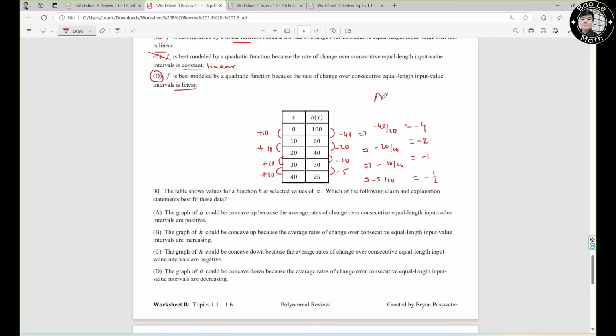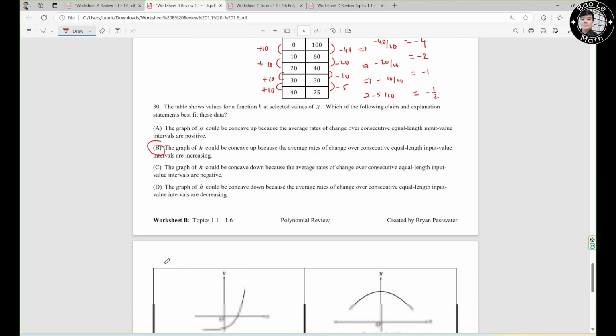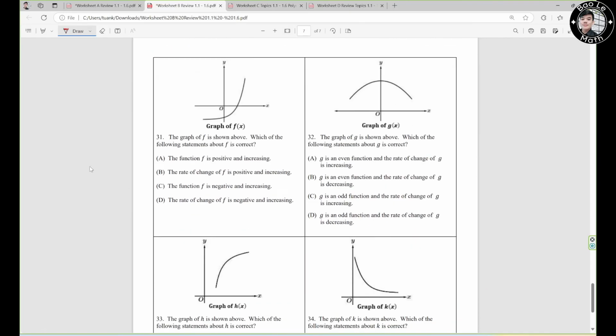And you see that average rate of change is increasing, right? Negative 4 to negative 2 to negative 1 and negative 1/2, which is increasing. So because the average rate of change is increasing, the function could be concave up, right? So the answer must be B. Now let's move on to the next question.